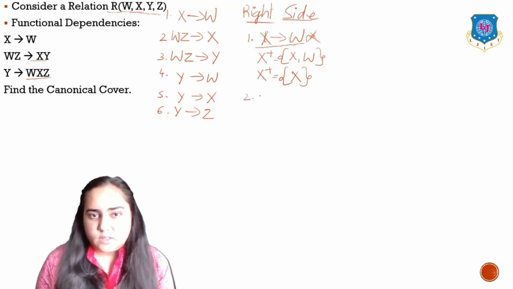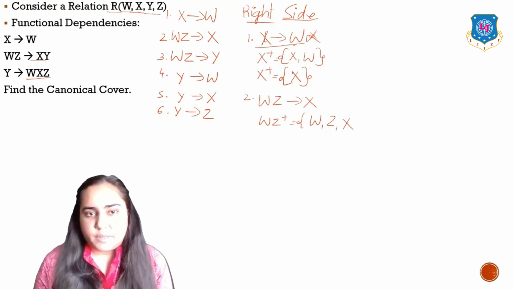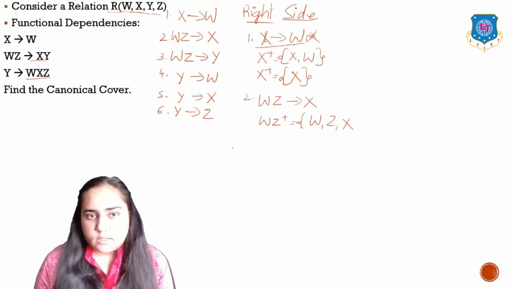Let's check the next dependency, which is WZ determines X. We're going to calculate closure of WZ, which would contain WZ and X. But would it contain anything else due to that? You can go through the list of 6 dependencies that we already have, and you can conclude that it can also contain Y because of the third dependency, that is WZ determines Y. So I can have W, X, Y, Z, all 4 attributes.